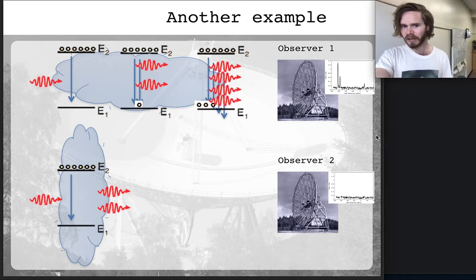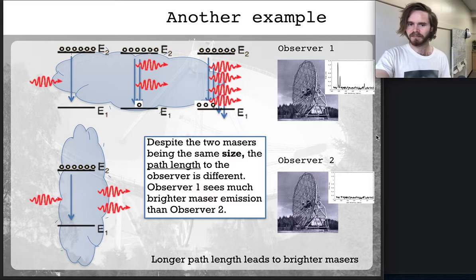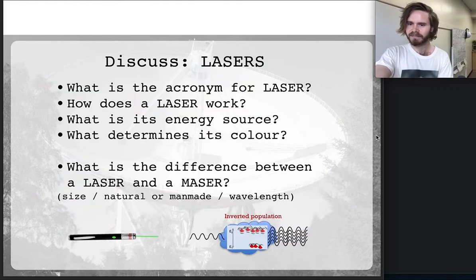So you might want to imagine, like, let's say this cloud is rotating, right? It's going to look like it's getting brighter and weaker and brighter and weaker to you over time. But that's something that's actually being studied at the moment in simulations and also possibly in observations. So yeah, despite the 2 masers being the same size, the path length to the observer is different. So observer 1 sees much brighter maser emission than observer 2. Okay, so path length, important. Got it.